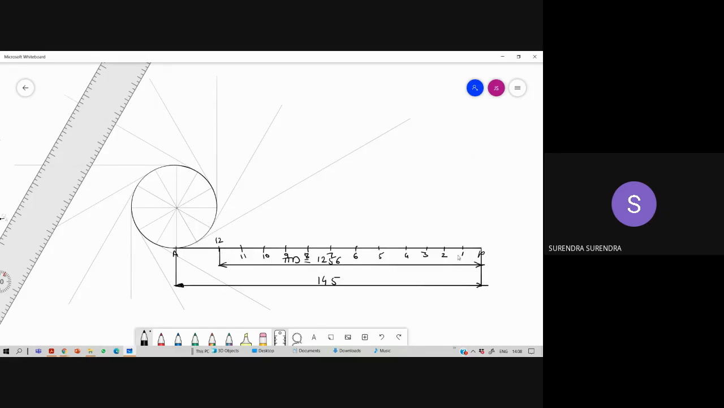Mark point 12 and by using inclined line method divide this circumference into 12 divisions and also the circle into 12 divisions. And as it is an unwinding problem we discussed, I'm giving numbering in reverse. This is 12. Now in this also after 12, there is still some length remaining, is it?